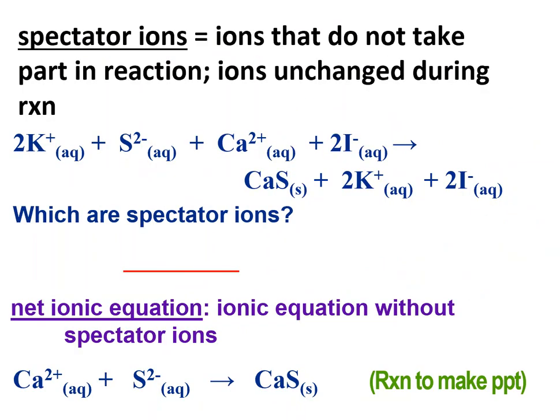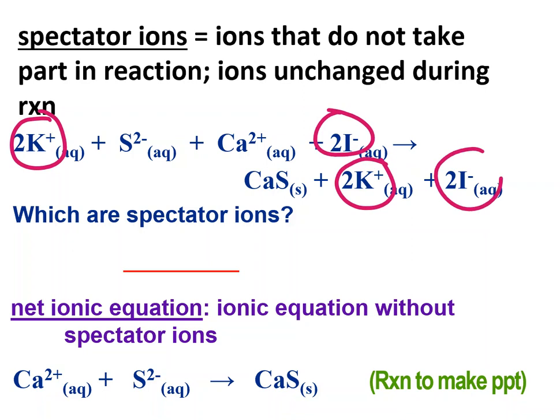So here's the definition of spectator ions. They are ions that do not do anything in the chemical reaction. They do not form new bonds. They remain unchanged. And so our potassium, it's the same before and after the arrow. And our iodide, again, the same before and after the reaction. Those are our spectator ions.